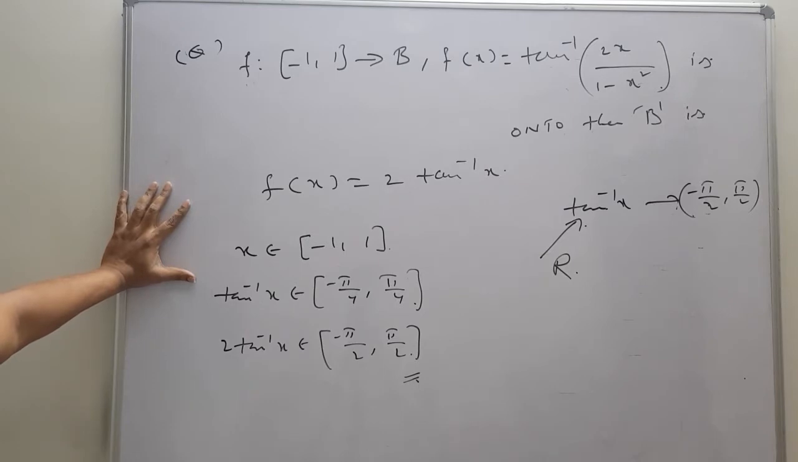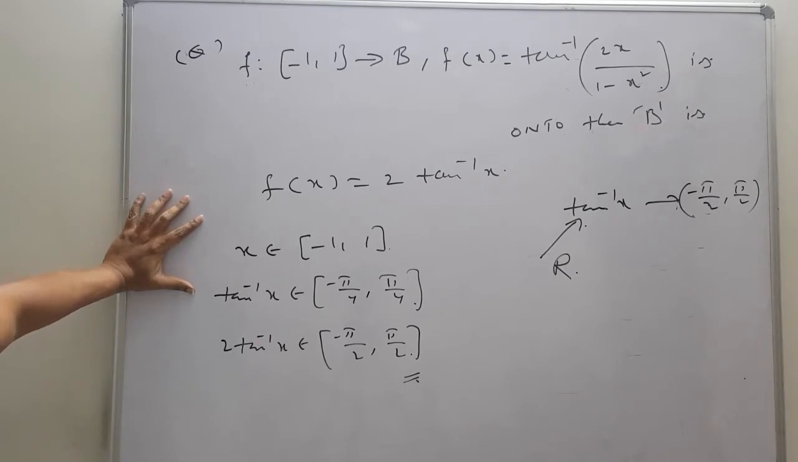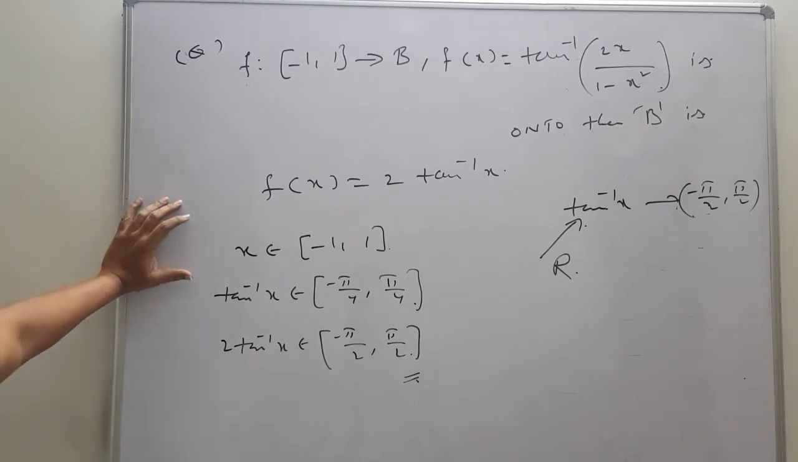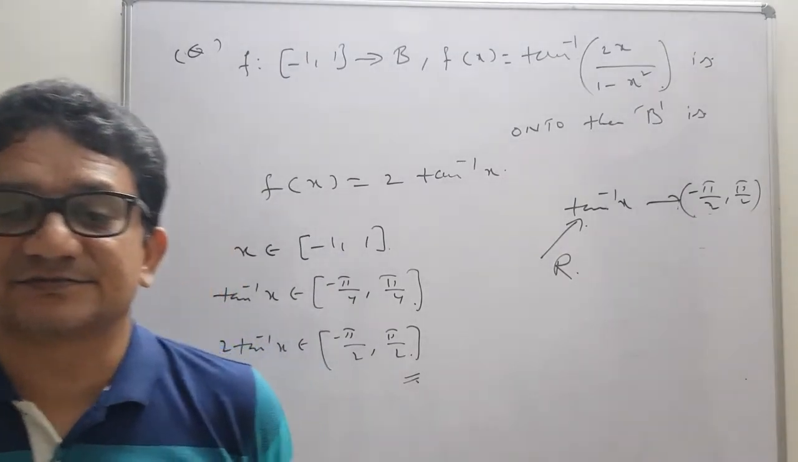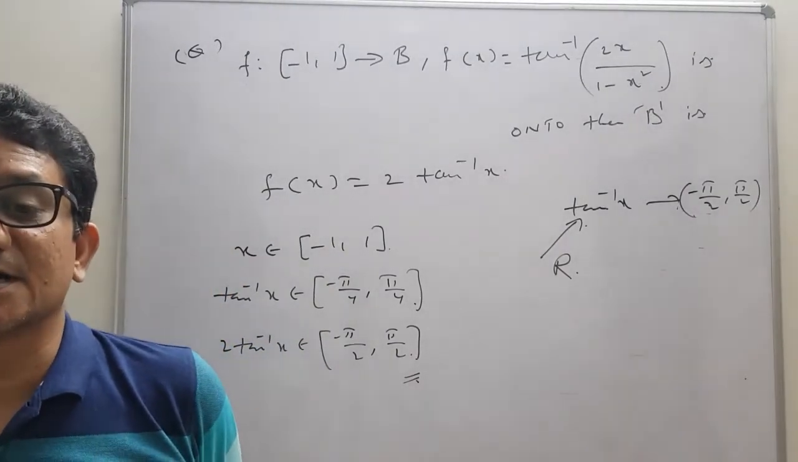Yes, tell. f of x equals 2 tan inverse of x, so that can be sine inverse of 2x by 1 plus x square, sir, because it belongs to minus 1 to 1. No, we can't write that. They are not identical functions. Luckily you got the answer, but they are not identical functions.